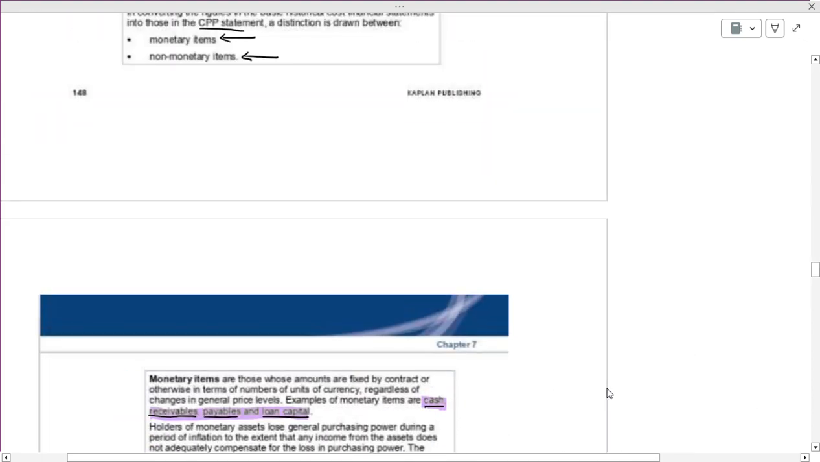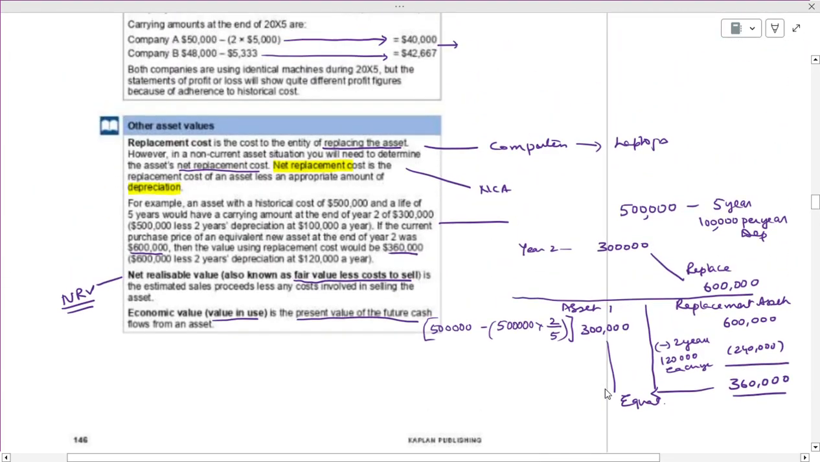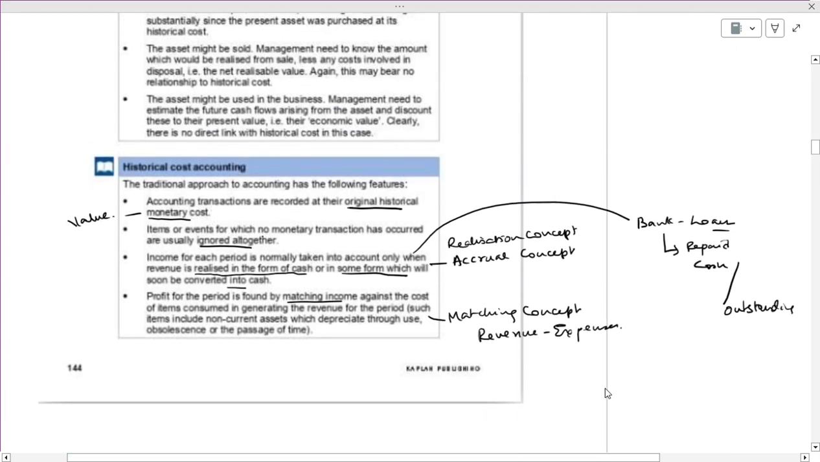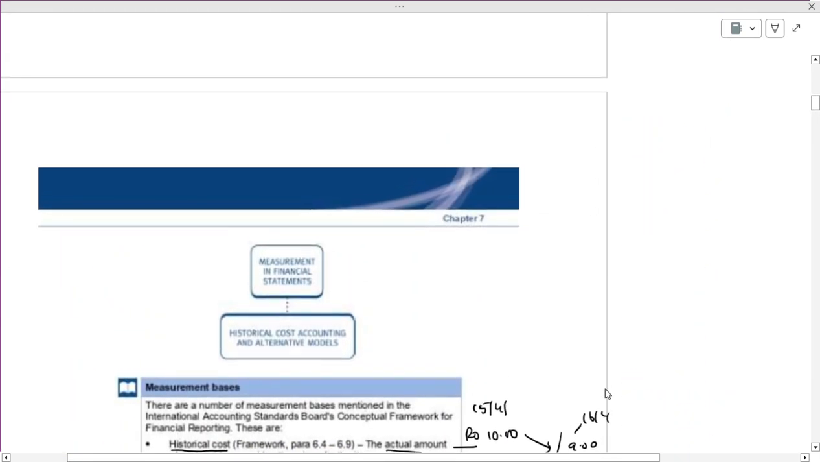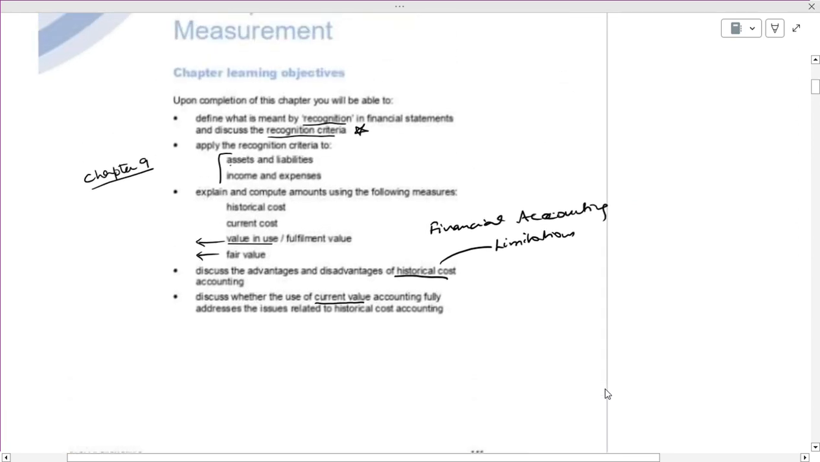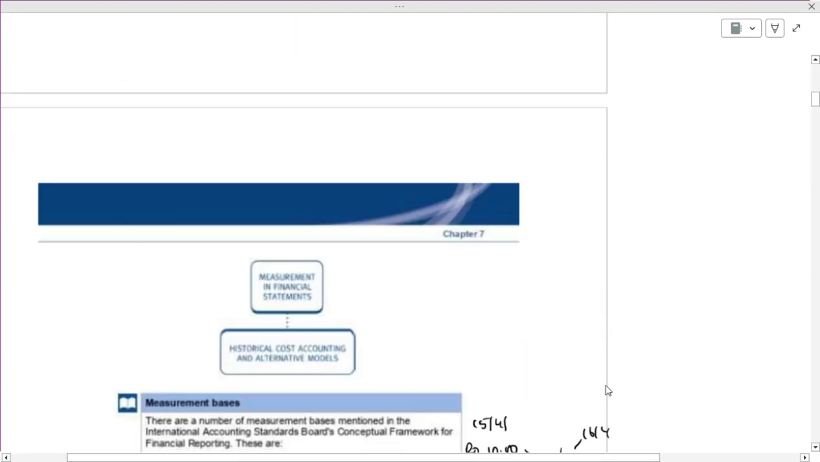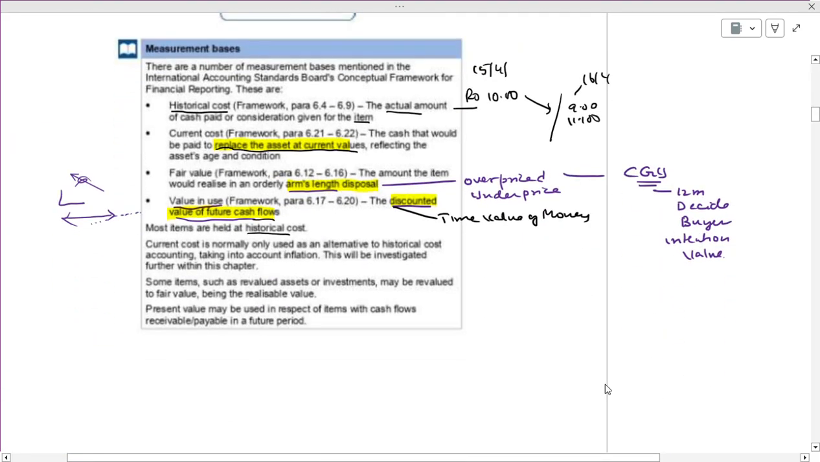I will go to the beginning to make it clearer what we have covered in this lecture. We have covered historical cost, current cost, value in use. We have not done fair value. What are the advantages and disadvantages? What is current value accounting, historical cost accounting? Current purchasing power accounting also we have done. This much is there in this lecture.